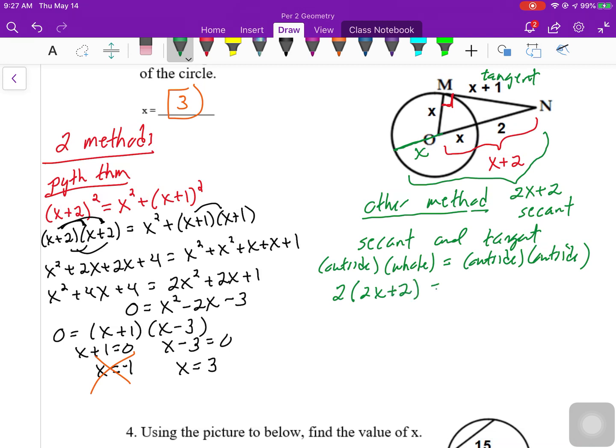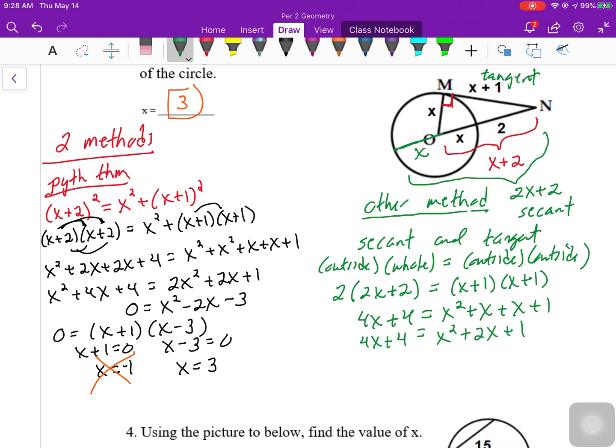Now for the secant segment, the outside is the 2, and the whole length we just discovered was 2x plus 2. For the tangent, the outside is x plus 1. And now we have some algebra to carry out on that problem. On the left side, we just distribute, giving us 4x plus 4. On the right side, we just multiplied that earlier. That's x squared plus 2x plus 1.